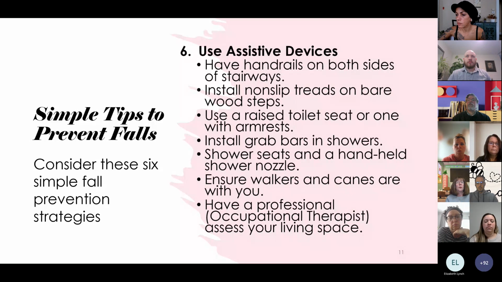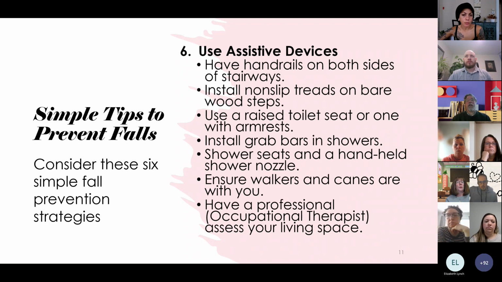For people with fall risk, do they have handrails on both sides of the stairways? We can ask people to install non-slip treads on bare wood floors and steps. Help people obtain a raised toilet seat or a toilet seat with armrests to make it easier getting up and down. Can install grab bars in showers, shower seats, handheld shower nozzles, and make sure that walkers and canes are available. This is something we can take a look at as we're walking into houses.